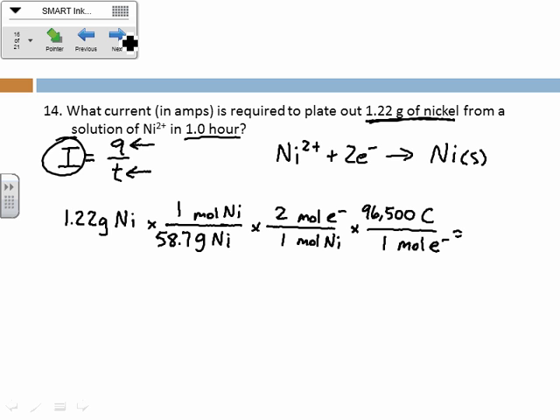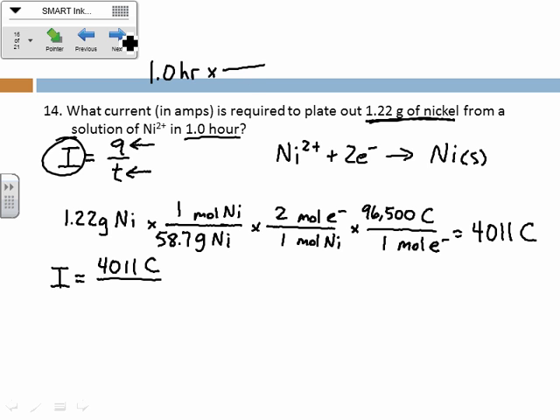Okay, so that's going to give us 4,011. I'm not going to round until the end here. 4,011 coulombs. So if we're finding the current, the I, that's going to equal 4,011 coulombs divided by our seconds. Okay, now I actually need to do that real quick.